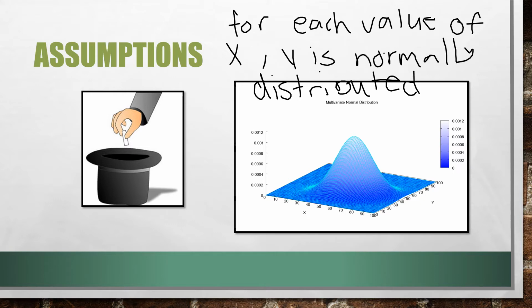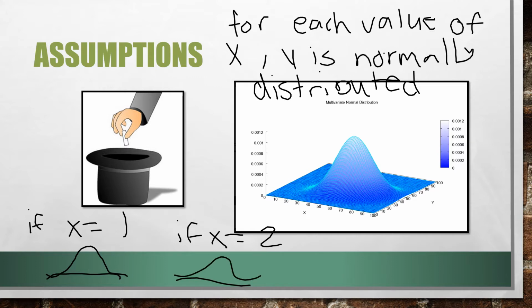So let's take study hours. That would mean that if x is 1, we have a normal distribution. If x is 2 hours, we have a normal distribution for y. So these are y's. And then if x is 3, then we also have a normal distribution, and so on and so on and so on.